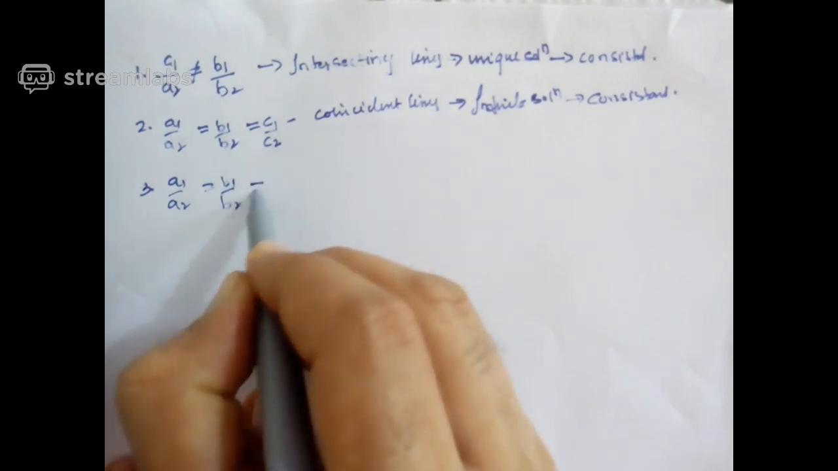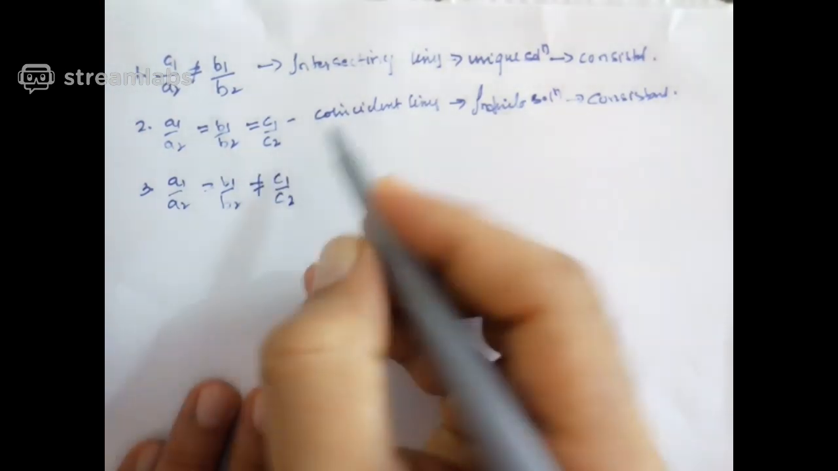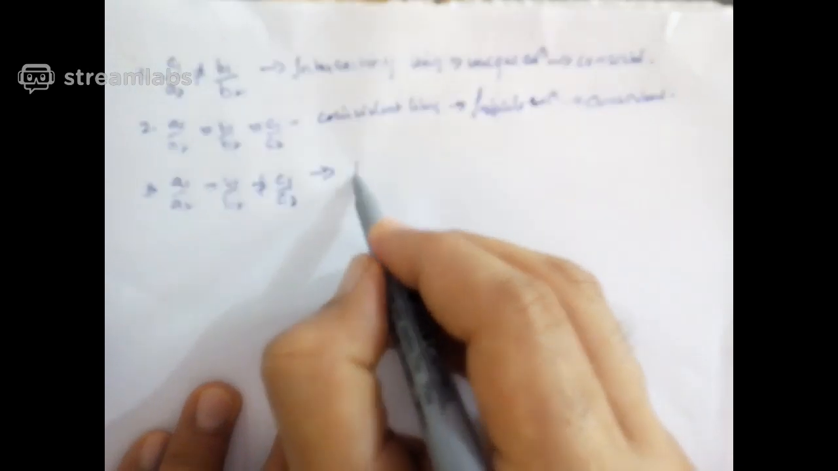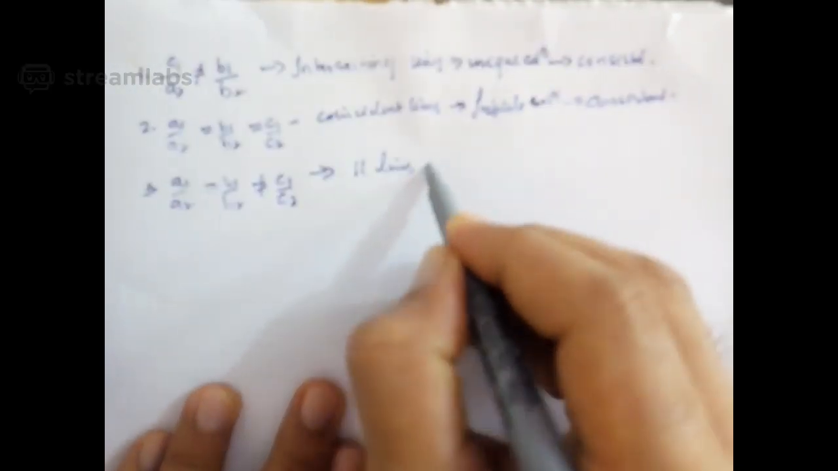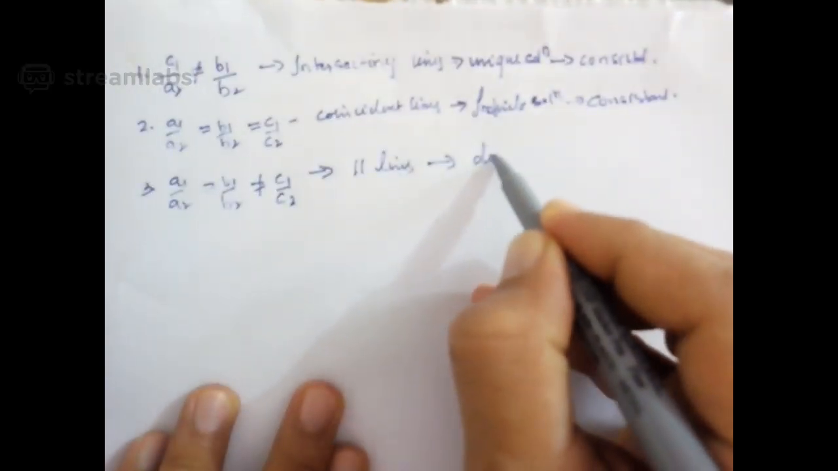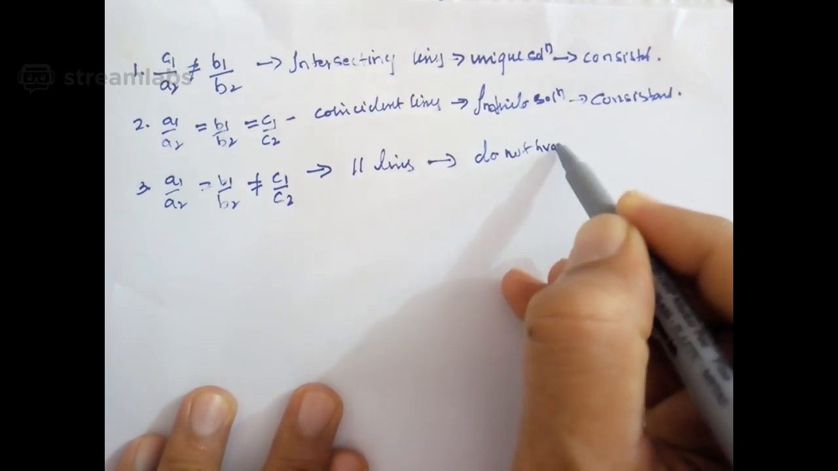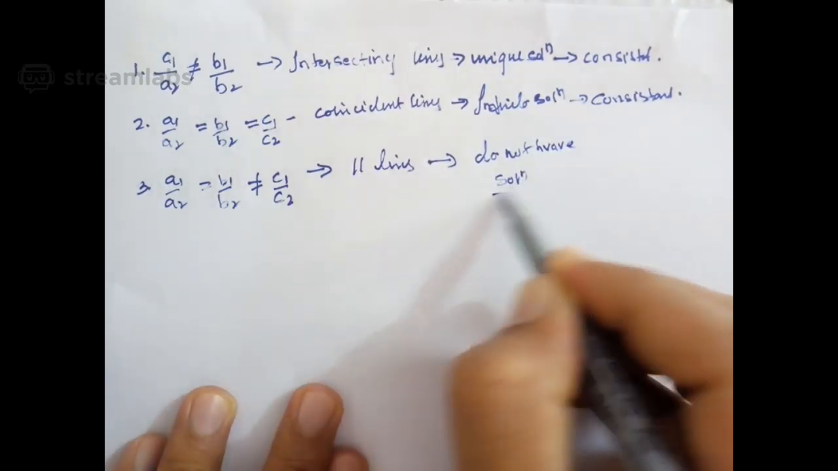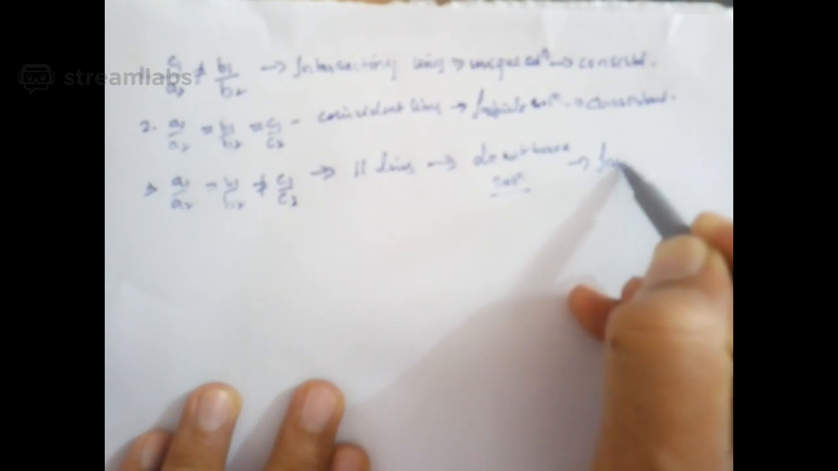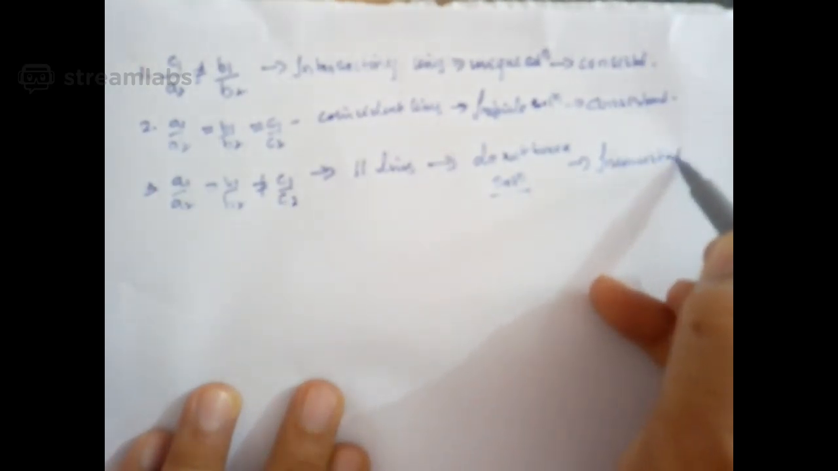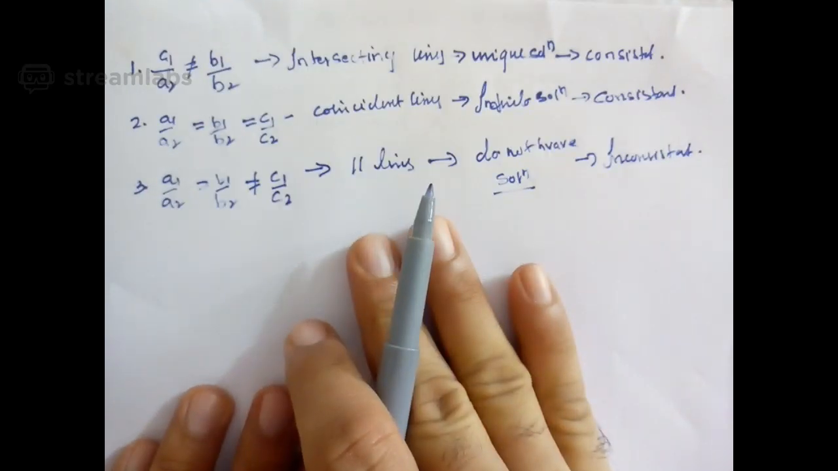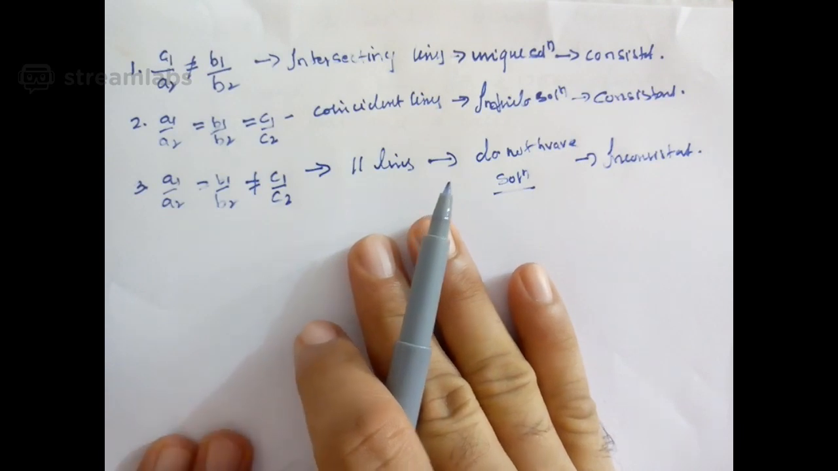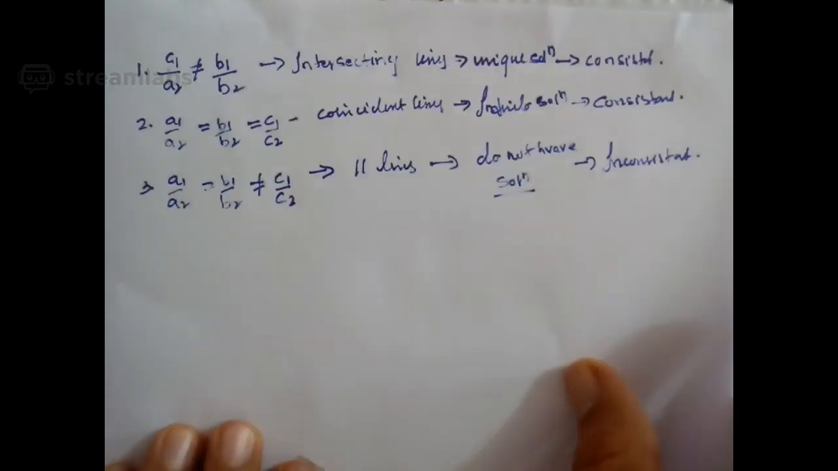The third one: A1 by A2 is equal to B1 by B2, which is not equal to C1 by C2. They are parallel lines. Parallel lines do not have a solution, and they are inconsistent. These are the three conditions we studied in the last class. Now let us continue the problems in that exercise.